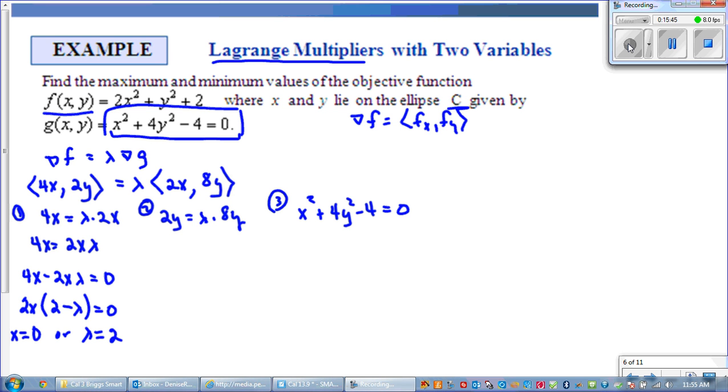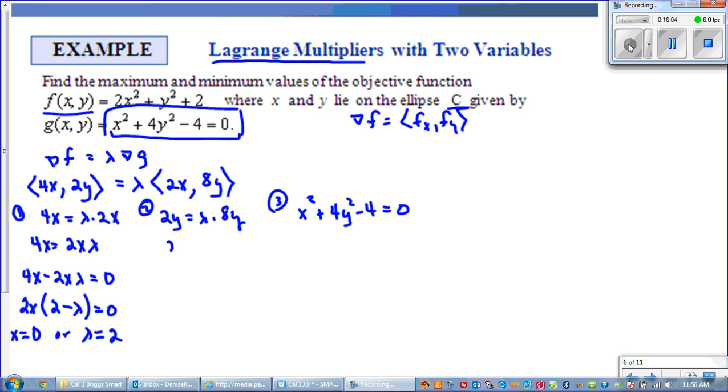Now, if you divided by x, you would have lost one of the conditions. Okay. You're trying to find the points x and y. We can take the x equals 0 and actually get the y by just going straight to the third equation. Let's look at the second equation and simplify it a little bit.